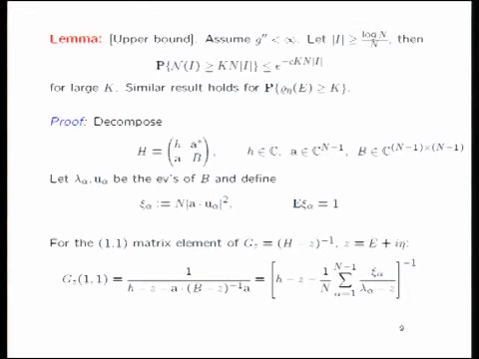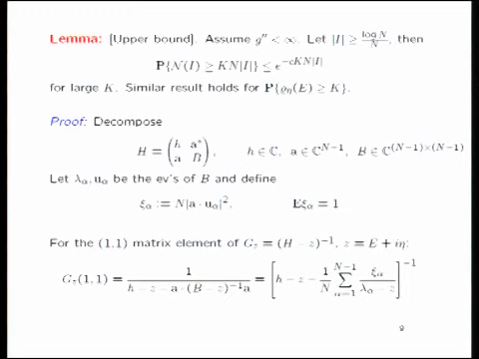Now, the idea to prove this is the following. You write the matrix in this way. You take a row, and this is a column, and H is just one element, and B is an (n minus 1) times (n minus 1) matrix.